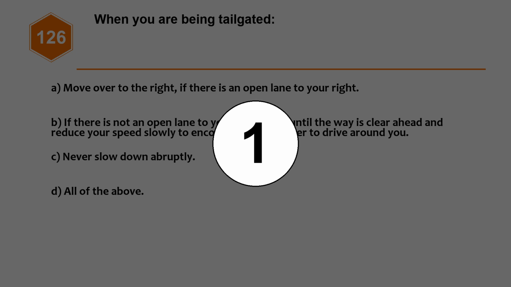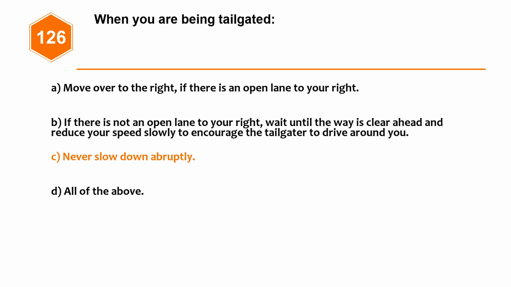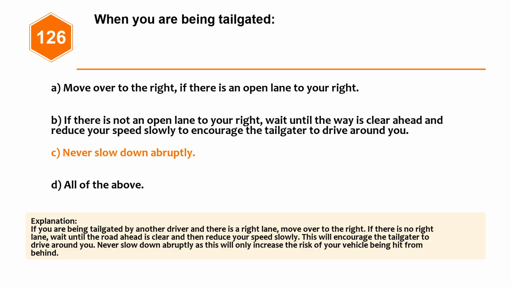The correct answer is option C. Never slow down abruptly. Explanation. If you are being tailgated by another driver and there's a right lane, move over to the right. If there's no right lane, wait until the road ahead is clear and then reduce your speed slowly. This will encourage the tailgater to drive around you. Never slow down abruptly, as this will only increase the risk of your vehicle being hit from behind.